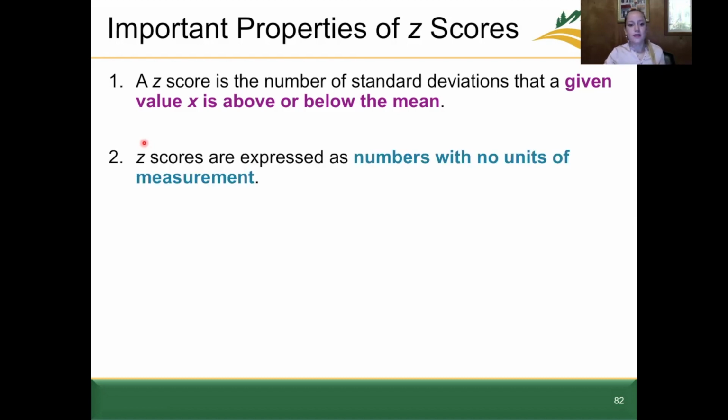Number 2, z-scores are expressed as numbers with no units of measurement, okay? That's unlike our standard deviations and our variances. Here, z-scores have no units.